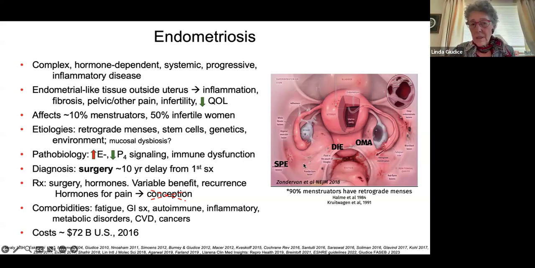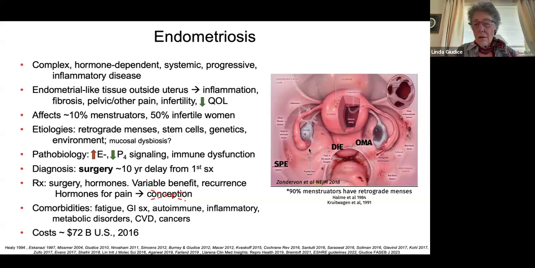Now, diagnosis has been and still is by surgery and obtaining the sample of what the surgeon thinks may be endometriosis, submitting it to the pathologist, and having them confirm it or not. And sometimes diagnosis takes a very long time because of this surgical confirmation, but more and more imaging is being used. For treatment, because this is hormone-driven and estrogen-driven mainly, different kinds of hormones are used to decrease estrogen action. There is variable benefit for patients, and this is described in one of our other webinars.